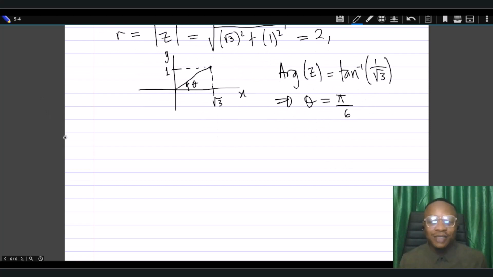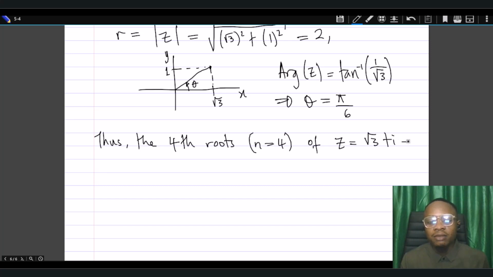Now, this time around, we want to get the nth roots. The fourth root means our n is equal to 4 in this case. So we now say that thus the fourth root of z, the number we're given, which is root 3 plus I, which we have now seen that in polar form will be equal to 2 into cosine of pi over 6 plus I multiplying the sine of pi over 6, is given by this expression.